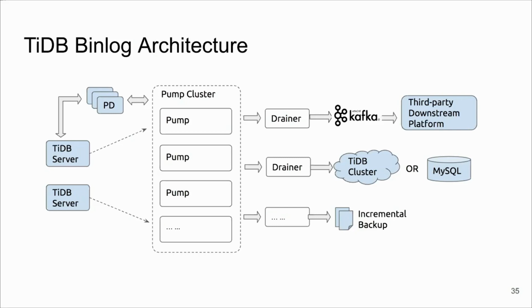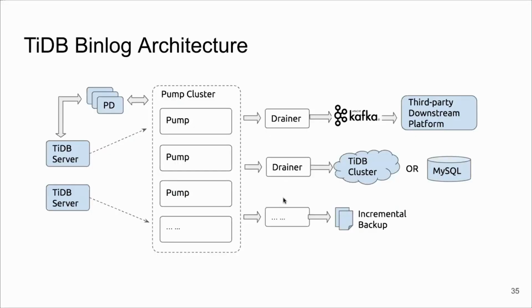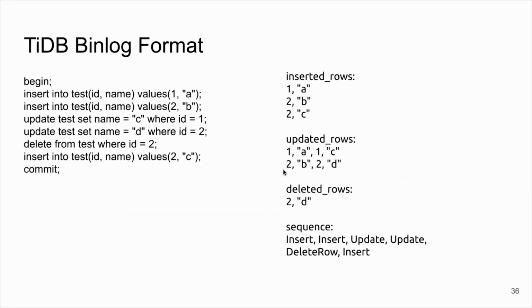There's a drainer part. Although we have multiple instances of drainers, each drainer needs to create one globally ordered stream, and different drainers support different things, okay? This is how a binlog looks like. When you make some changes to your database, it converts to a sequence of inserts and deletes, and this will be packed into one message and sent downstream.